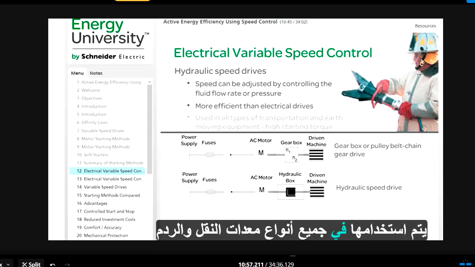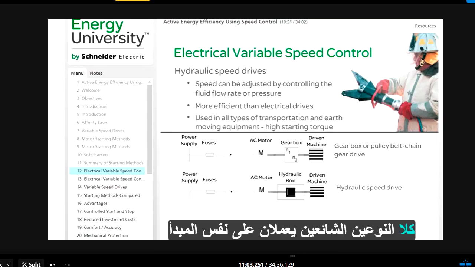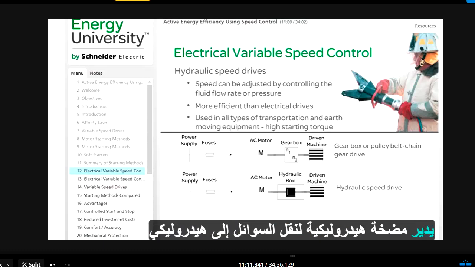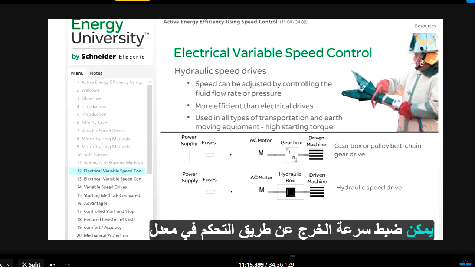They are used in all types of transportation and earth-moving equipment because of their inherently high starting torque. Both of the common types work on the same basic principle, where the prime mover, such as a fixed-speed electric motor or a diesel-petrol engine, drives a hydraulic pump to transfer fluid to a hydraulic motor. The output speed can be adjusted by controlling the fluid flow rate or pressure.